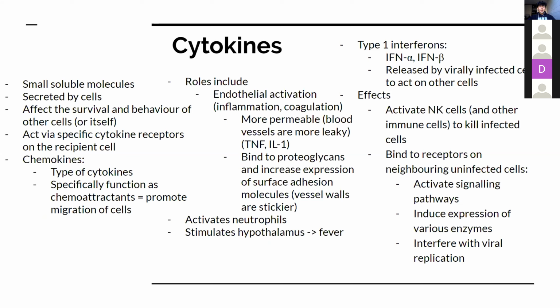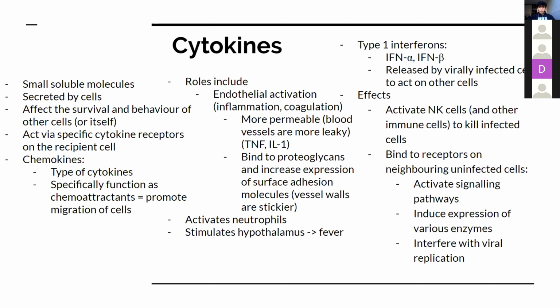And chemokines are effectively a type of cytokine. So the roles of cytokines are inflammation and coagulation. Regarding inflammation, they go through the whole rolling and sticking with the adhesins within blood cells. Cytokines allow the blood vessels to become more permeable through tumor necrosis factor, so TNF and IL-1. They bind to proteoglycan and increase expression of surface adhesion molecules, which allows for the whole stick and roll thing.